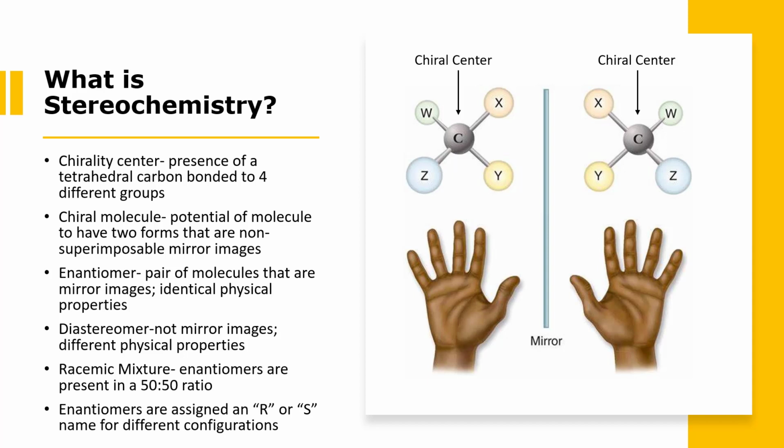Additionally, there are 2 different types of stereoisomers: enantiomers and diastereomers. Enantiomers are the mirror images of each other and have identical physical properties. Diastereomers are not mirror images and they have different physical properties. For a molecule to be a diastereomer, it must have at least 2 chiral centers. Enantiomers are usually present in a 50-50 ratio, known as a racemic mixture. To differentiate between the 2 enantiomers, they are assigned an R or S configuration.